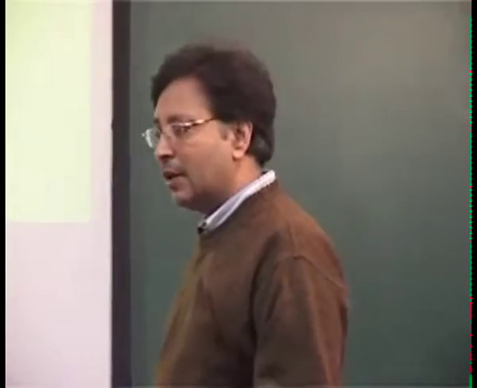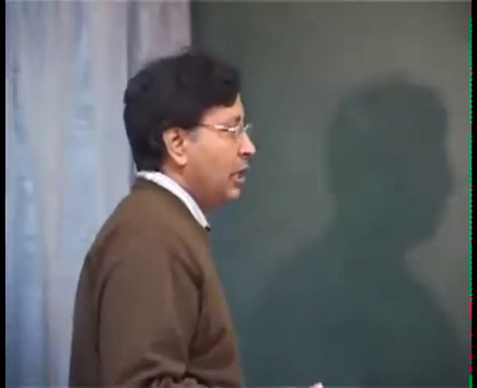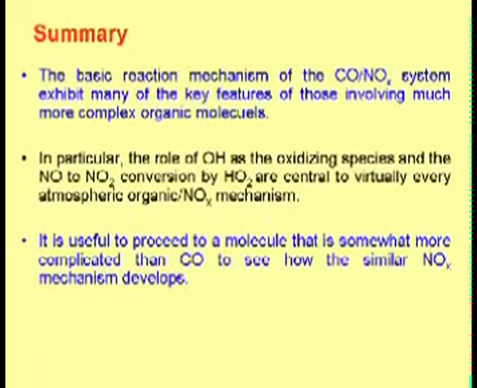So I gave you one example, and we'll give you more examples, since there are many more ways through which you generate HO2. If you are able to generate HO2, it means you are able to oxidize NO much faster to NO2. If NO2 is formed, you are forming ozone all the time. So see how there is a little turnaround in our model: more ozone should be formed in the atmosphere than the simple models suggest. It is useful to proceed to a molecule that is somewhat more complicated than CO, and let's see what happens.